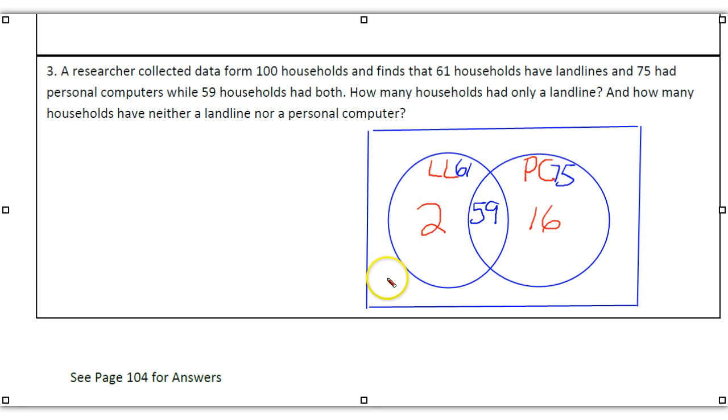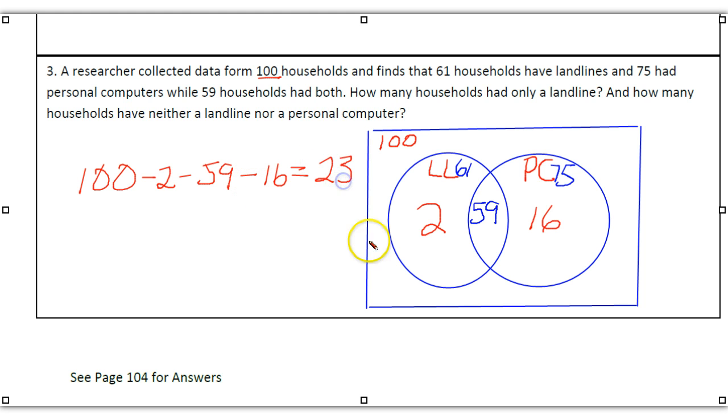And how many had neither? Remember, our universe is 100 that they checked out. But how many didn't have either? So we have to add these up. Well, 100 minus 2 minus 59 minus 16. This part here is 77, so this will give you 23. So 23 had neither landline nor personal computer. And this is the way we do it.